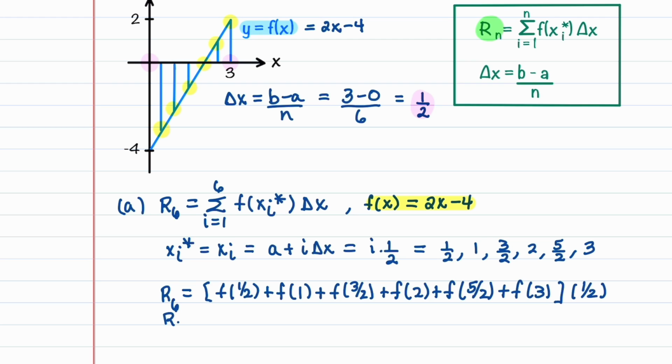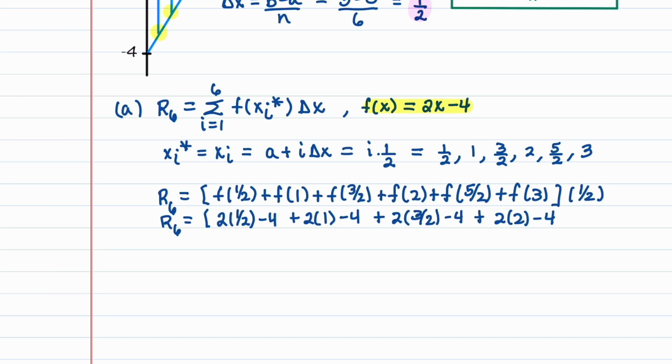Now we're going to substitute in that our function f is equal to 2x minus 4. This gives us r sub 6 is equal to 2 times 1/2 minus 4, plus 2 times 1 minus 4, plus 2 times 3/2 minus 4, plus 2 times 2 minus 4. And then our next one is 2 times 5/2 minus 4, plus 2 times 3 minus 4. And then all of that is multiplied by 1/2. Now let's add all of this up.